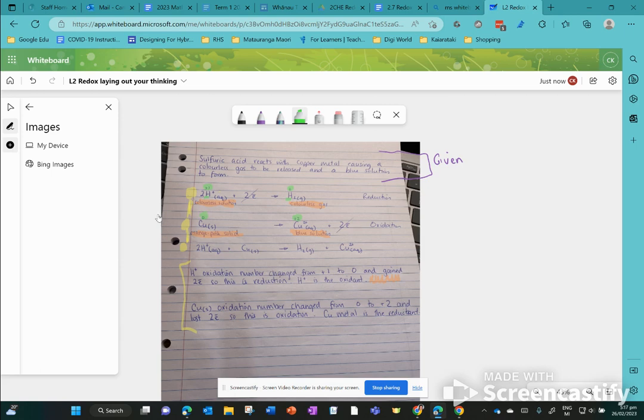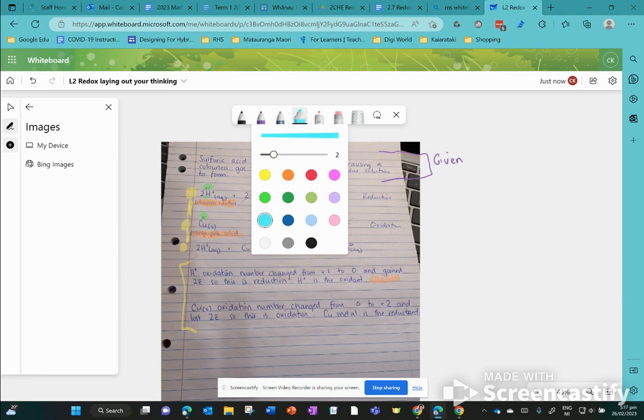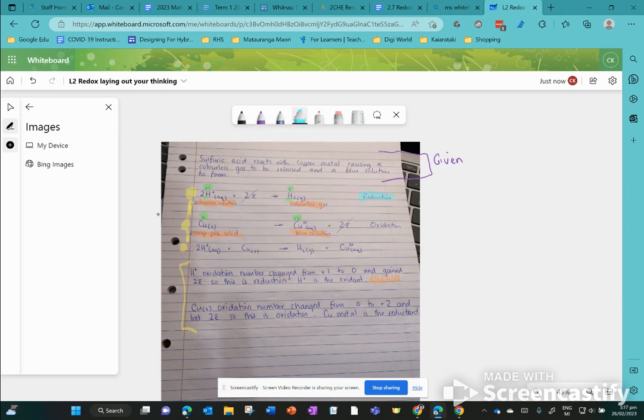I also like to put in straight away whether a half equation is reduction or oxidation. And remember, we get that from our oxidation numbers changing, and also from whether or not we have lost electrons or gained electrons. And so I like to put that up over here on the side because it helps me to not get muddled when I'm writing the explanation.